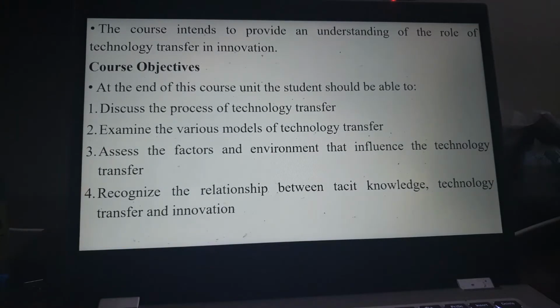This course was designed to provide an understanding of the role of technology transfer in innovation. It has 4 specific objectives: one is to discuss the process of technology transfer, to examine the various models of technology transfer, to assess the factors and environment that influence technology transfer, and to recognize the relationship between tacit knowledge, technology transfer, and innovation.